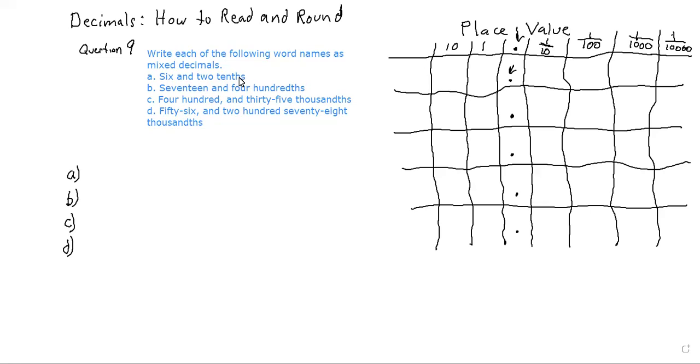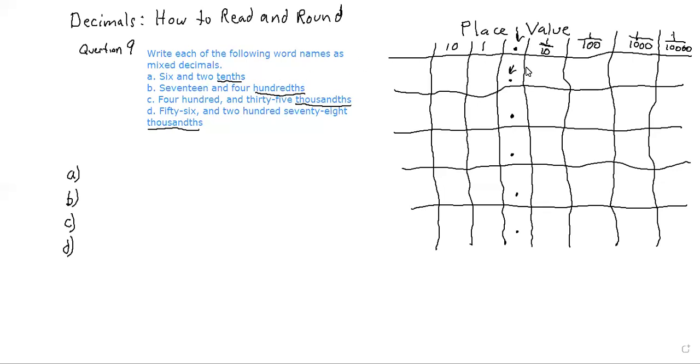The last digit is going to be in the place value position. The last word is like the last name that tells you what position you're going to be in. So this is tenths; that's where the last digit goes. Here it's hundredths, so the last digit is going to go in the hundredths place. Here it's thousandths, so the last digit is going to go in the thousandths place. And here it is also thousandths, so the last digit will go into the thousandths place.